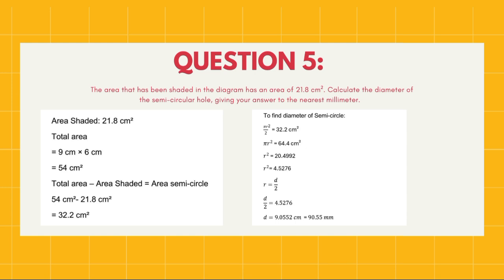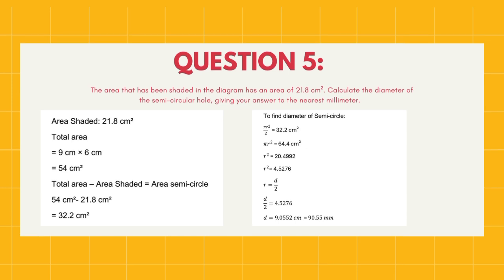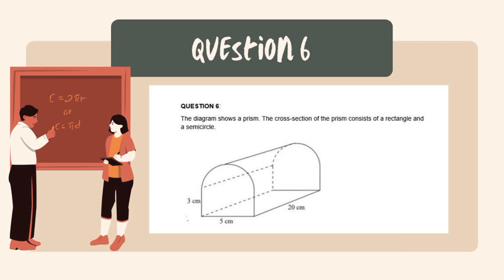Since we need to find the diameter of the semicircle, we can use the formula for the area of a semicircle. We got the answer of the diameter in cm, but we need to convert it to millimeters as the question asks. We proceed to question number 6. The diagram shows a prism.